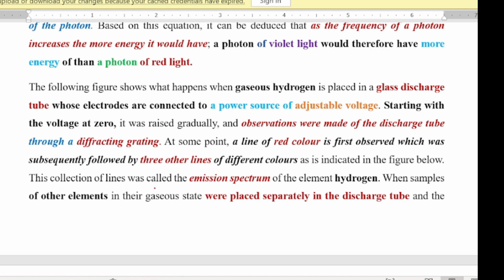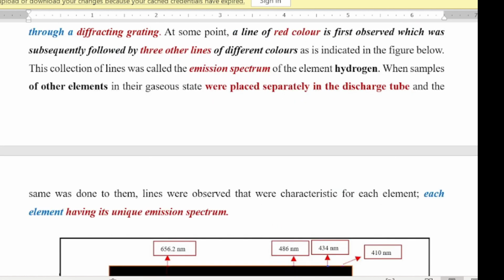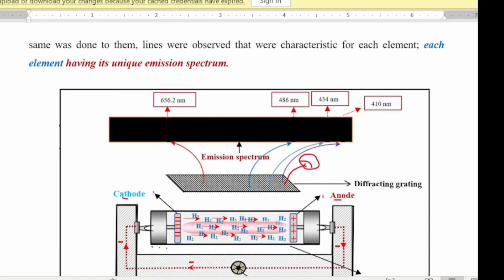The collection of these lines is called the emission spectrum of the element hydrogen. When samples of other elements in their gaseous states are placed separately inside the discharge tube, different lines will be observed for them. So let's go back and see what happens here.